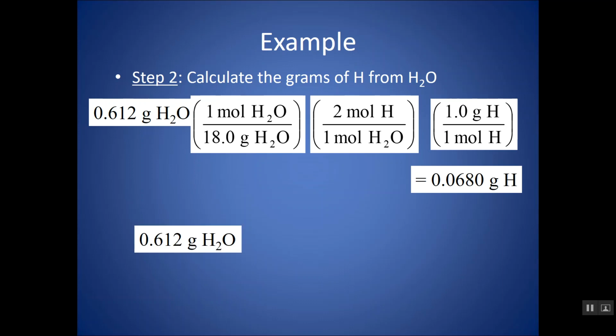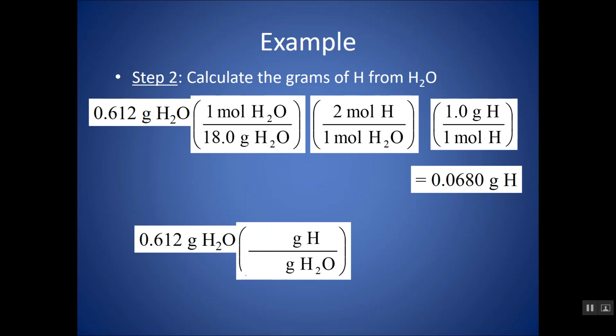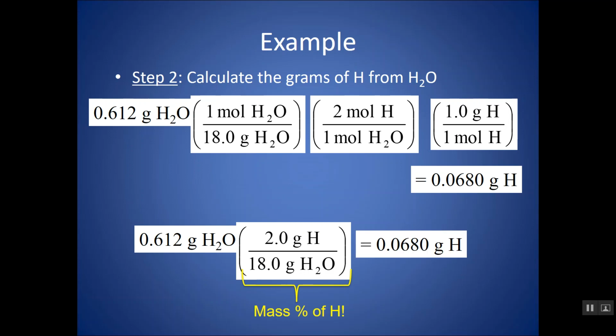If I'm looking at this from a dimensional analysis standpoint, I want grams of H2O on the bottom, so it cancels. I want grams of hydrogen on top, so I end with it. This is just mass percent. For every 18 grams of H2O, there's 2 grams of H. So there's my conversion factor, and if I calculate this, I get that 0.0680 grams of H. Make sure you keep enough significant figures here, because that will help you get better whole numbers by the end of your process when you get to your formula.